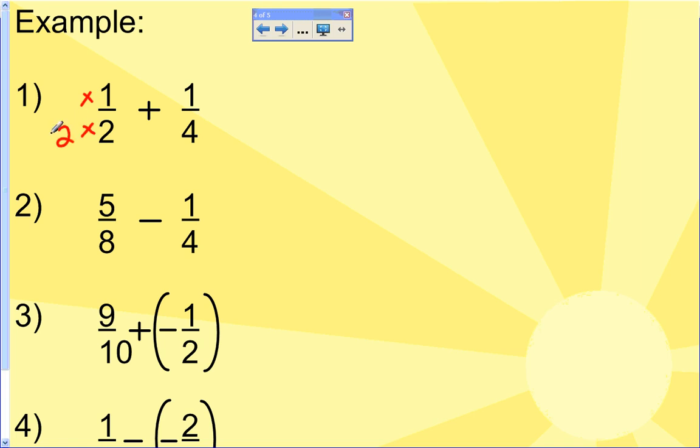If I multiply the bottom by 2, I got to multiply the top times 2. Whatever I do here, I got to do the same thing here. So now let's see what we have. 2 times 1 is 2. 2 times 2 is 4. I didn't do anything to the 1/4.